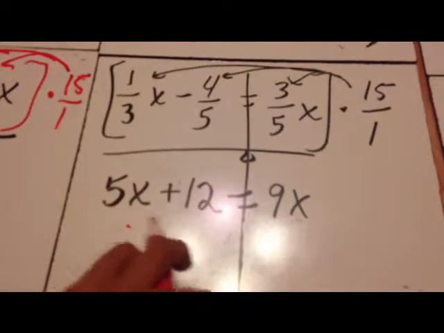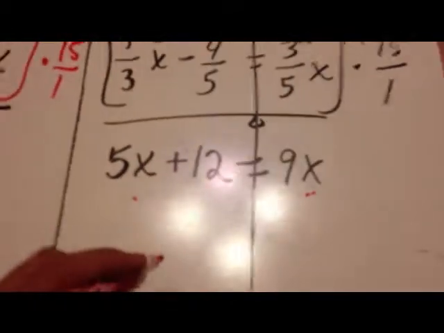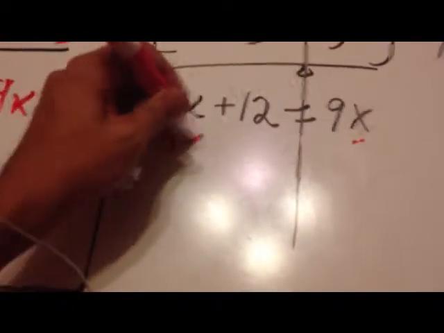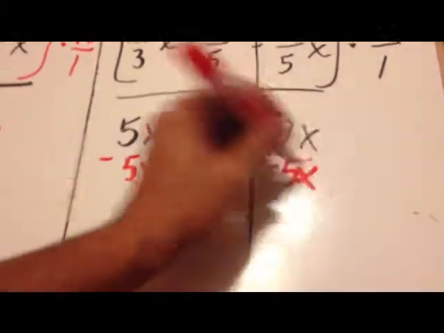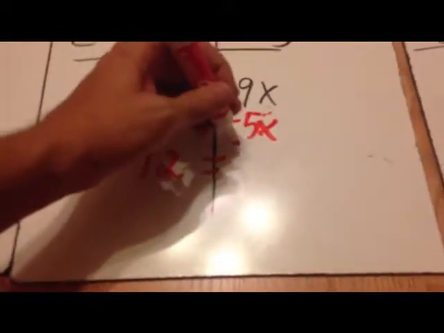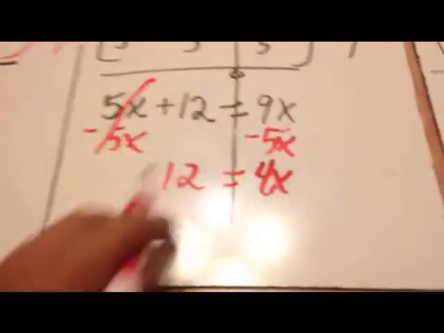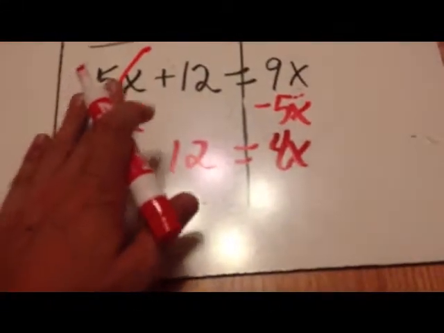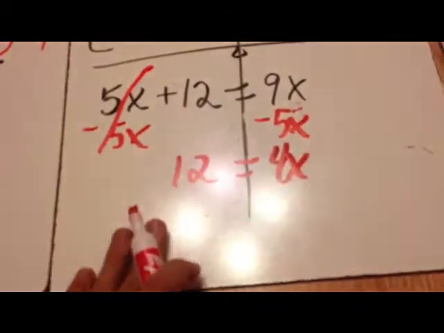Now 5x, we want to somehow move it to be with the 9x. So in this case, I'm going to move the 5x over there. The opposite of 5x is negative 5x, negative 5x. All right, those cancel out. That gives you positive 12 equals 9 and negative 5 make 4x. You don't want to move the 9x over there because then everything would be on the same side. You want variables on one side, numbers on the other.